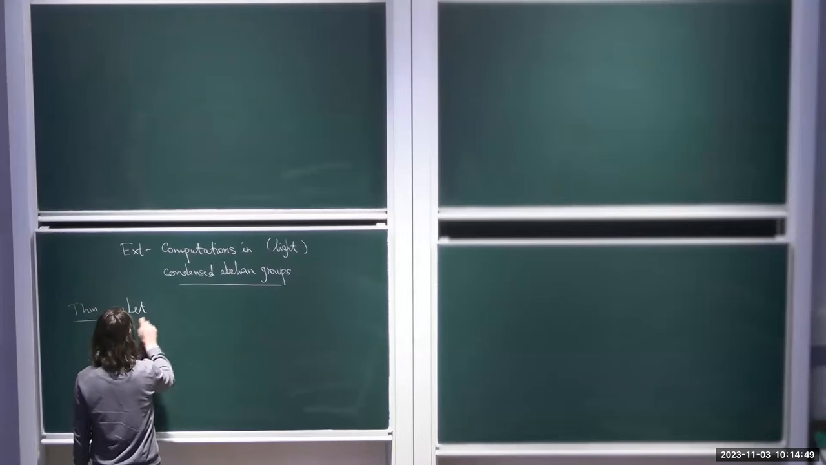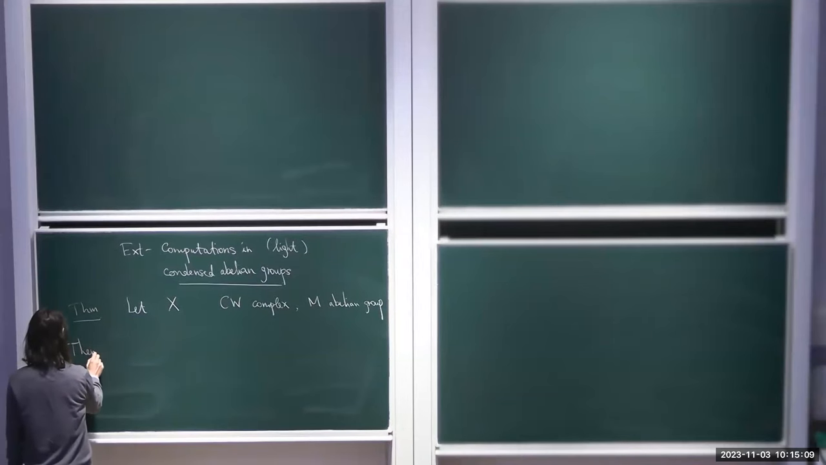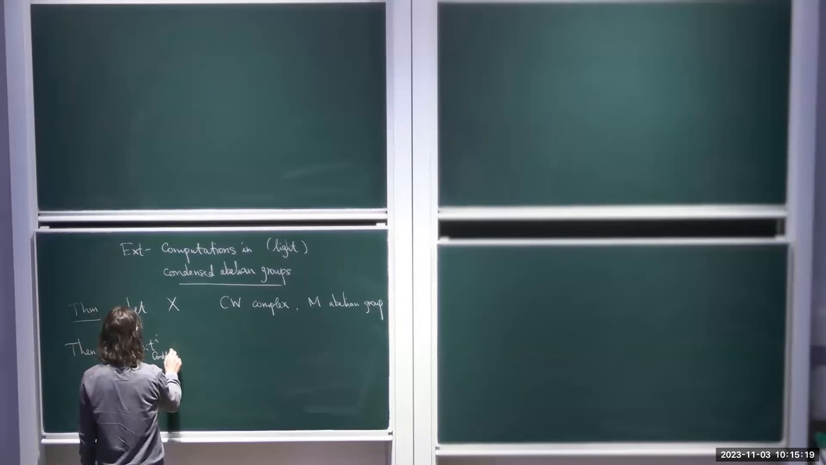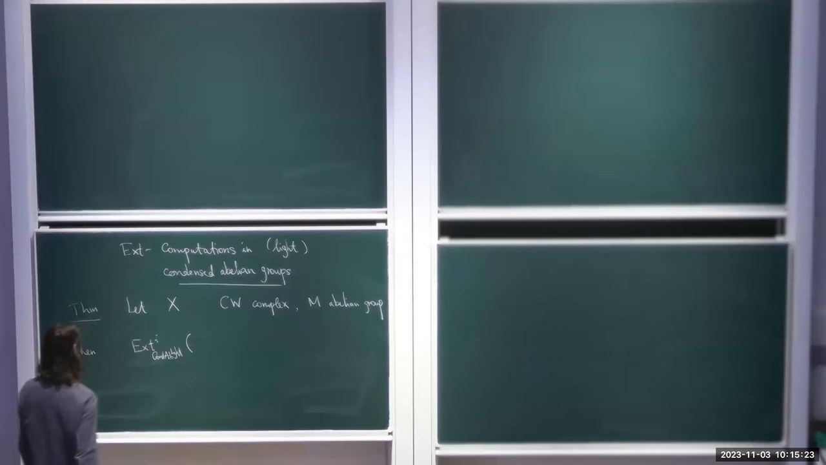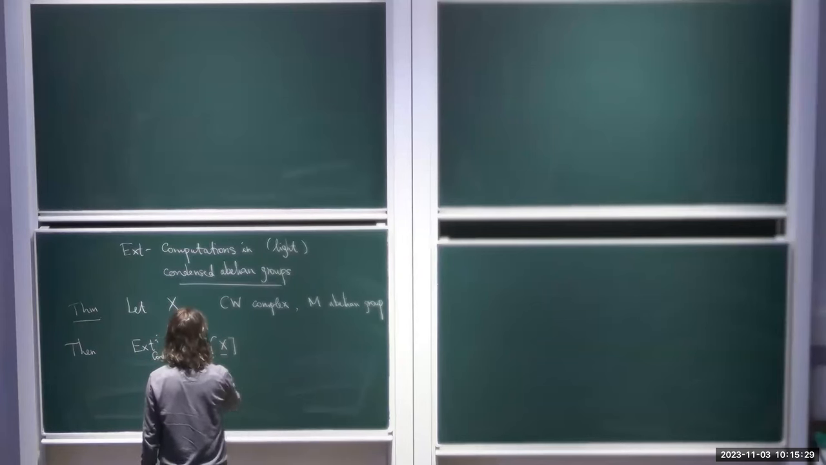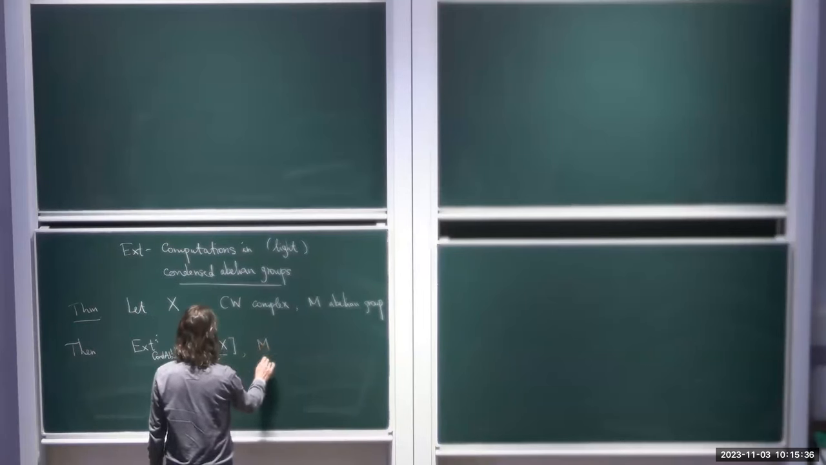One thing you can do is start with, for example, some nice geometric object like a CW complex X, and let's say M is any abelian group. Then one can look at the Ext groups in light condensed abelian groups between the free condensed abelian group on X, or rather on the corresponding condensed set, and M. M is treated as a condensed abelian group.